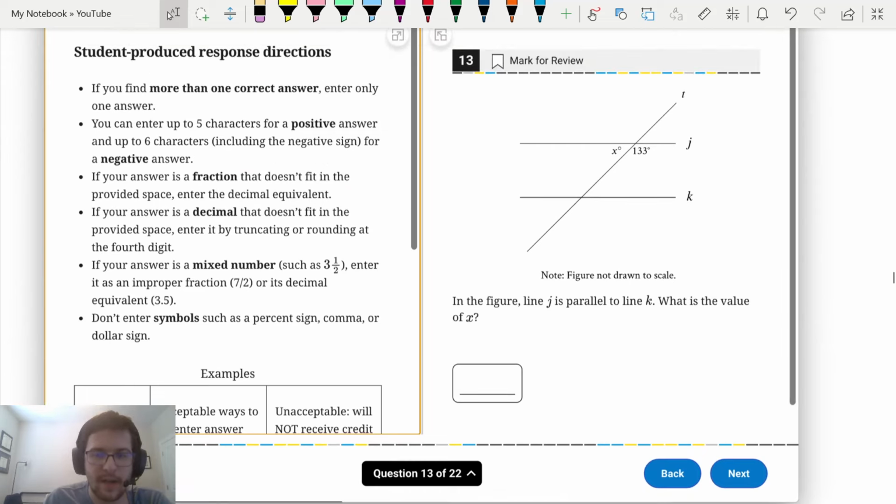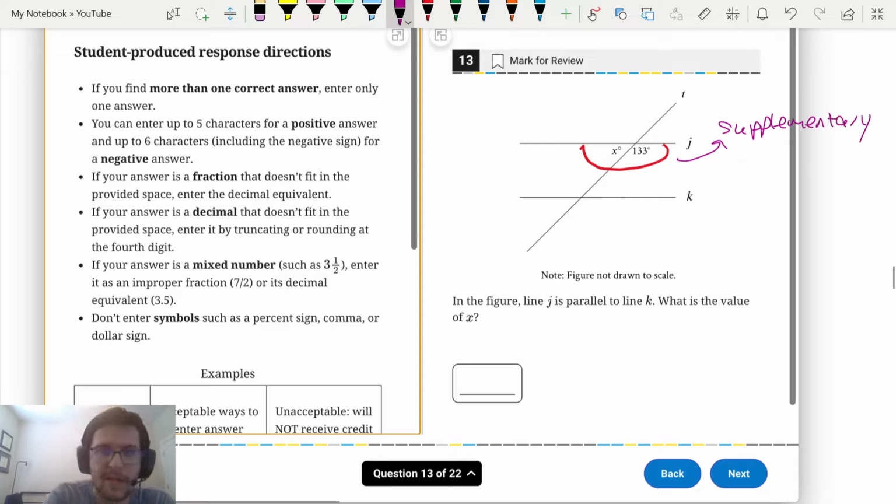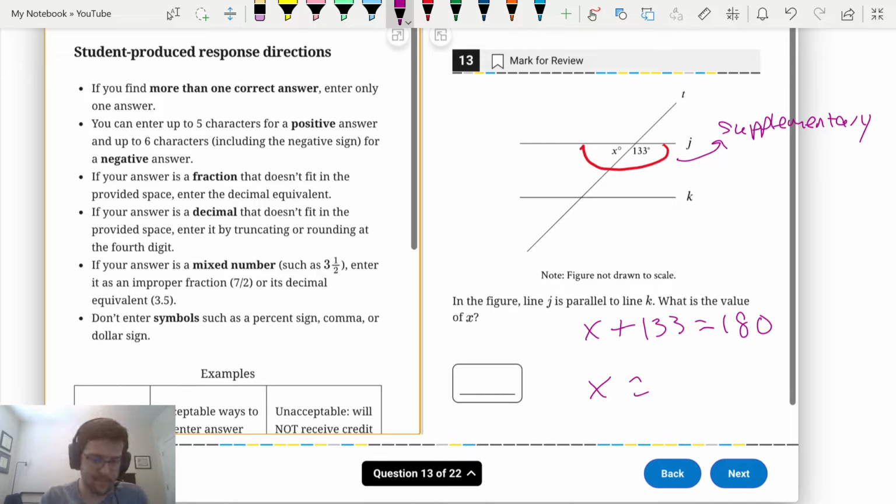Okay, so for this one, you have to recognize that these two angles form a straight line. So that means they are what's called supplementary. And that means they add up to 180. So x plus 133 equals 180. So x equals 180 minus 133. And you just type that in your calculator and you get 47. So it is 47.